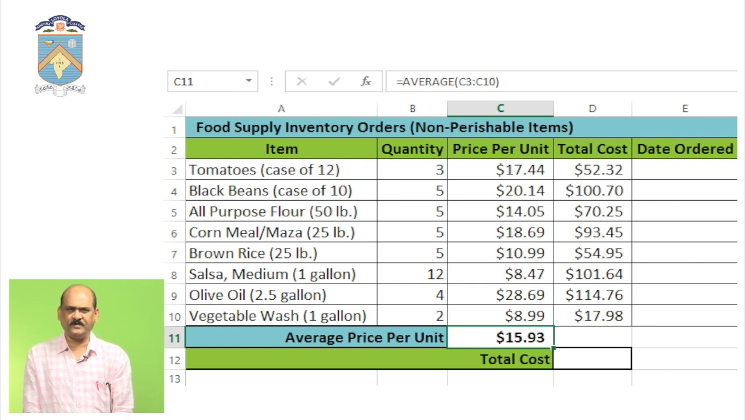Maybe it is 15.93. Of these values, the average is simply 15.93.